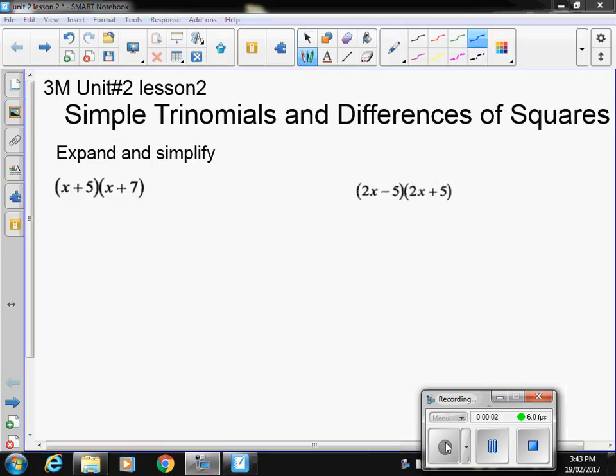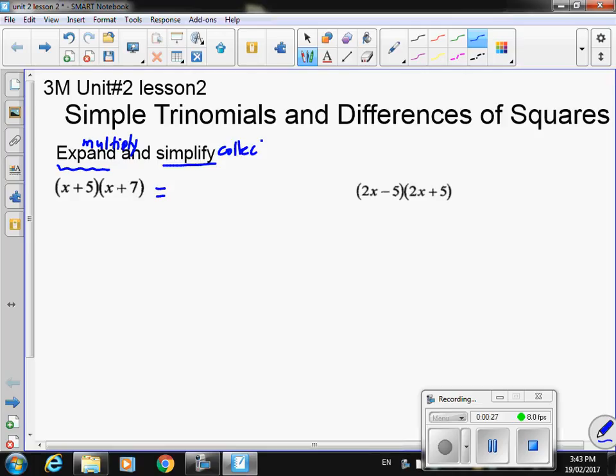So 3M, we are on day 2 of Unit 2, all this wonderful algebra. I'm assuming you're now experts with expanding and simplifying, which would include FOIL. But let's just do 2 to make sure it's back into our brains. I'm asked to expand. That means to multiply. And simplify would mean to collect like terms and put them all together in a nice, neat pile.